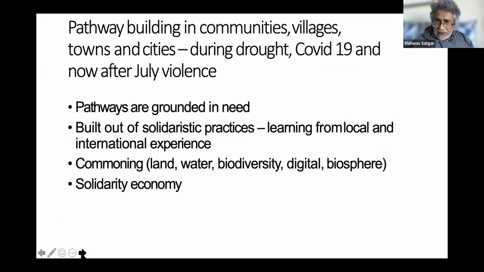So basically our work since 2017 through the South African Food Sovereignty Campaign has been about building pathways in communities, villages, towns, and cities so that they can feed themselves. And as I said, it's about building on organic solidarities, positive solidarities amongst people. We saw that during the drought. We've seen it during COVID-19, and even now during the violence in July. And these pathways are about commoning. They're about sharing land, sharing water resources, sharing biodiversity, our seeds, and other resources that we have. It's about building a solidarity economy in which communities and households and people have power.